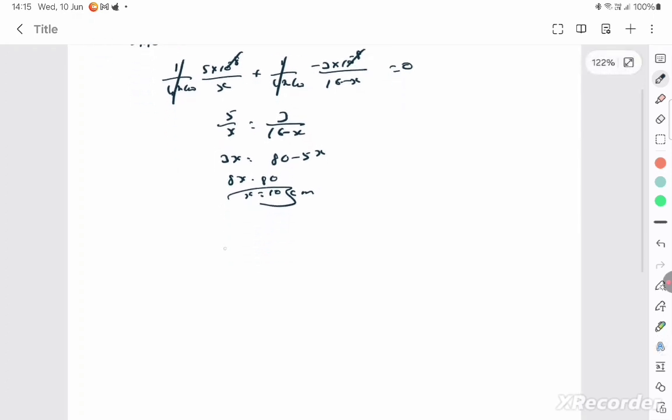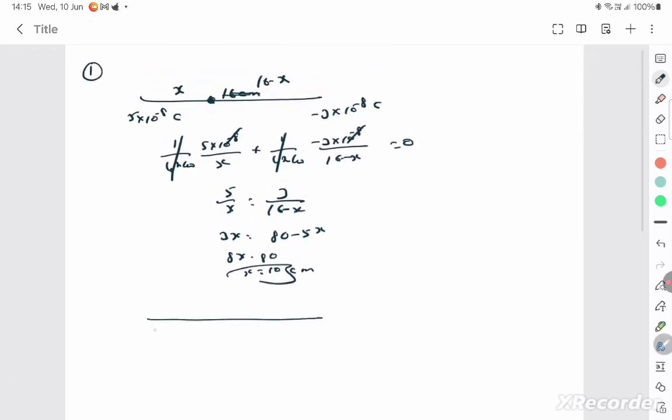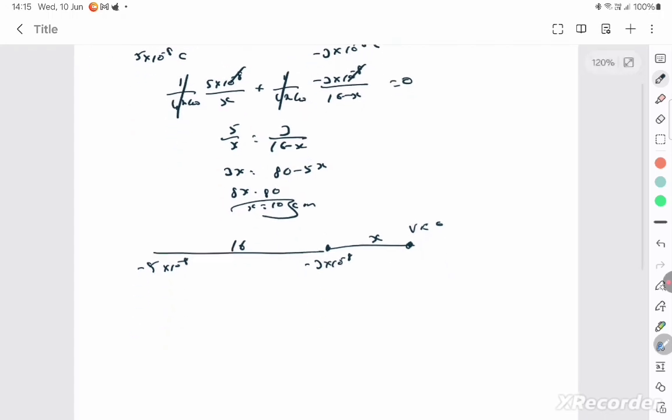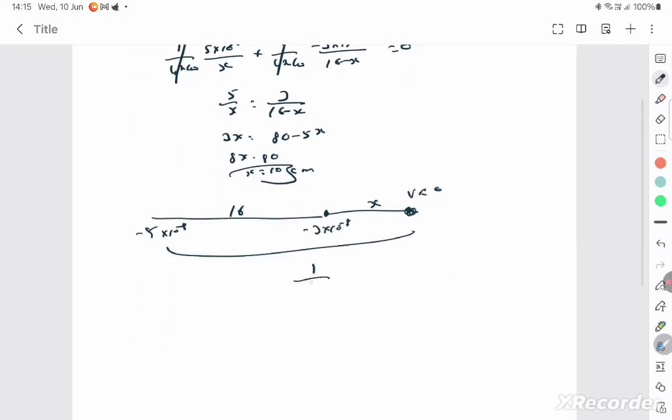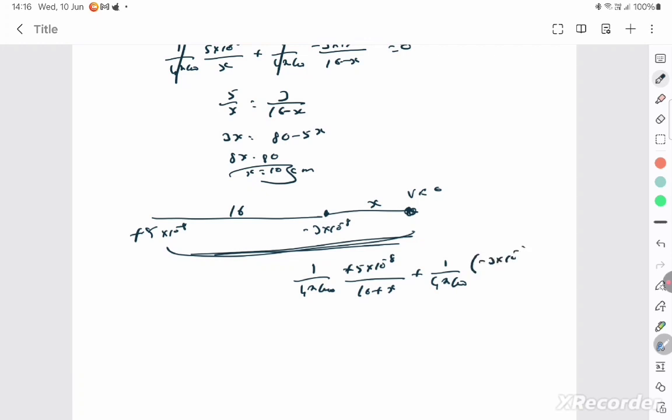Okay, so that's fine. But another thing that's very important is that, apart from between these two, outside also there can be potential 0 here, considering this distance is x and this is 16. So let's find the potential due to this charge. It's 1 by 4 pi epsilon naught into minus 5 into 10 to the power minus 8 by the whole distance 16 plus x, plus 1 by 4 pi epsilon naught into the other charge, okay, this is plus 5 and the other charge is minus 3 into 10 to the power minus 8 by that distance x, is also equal to 0.